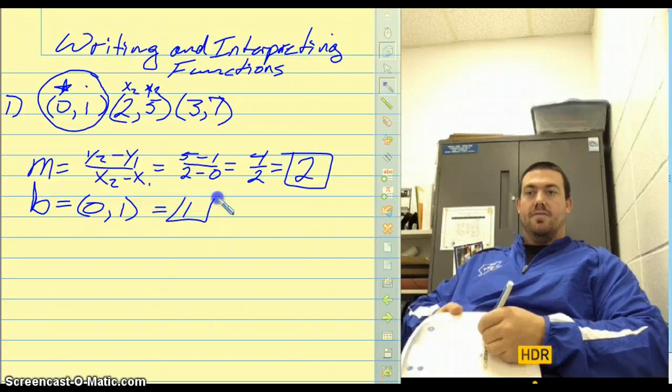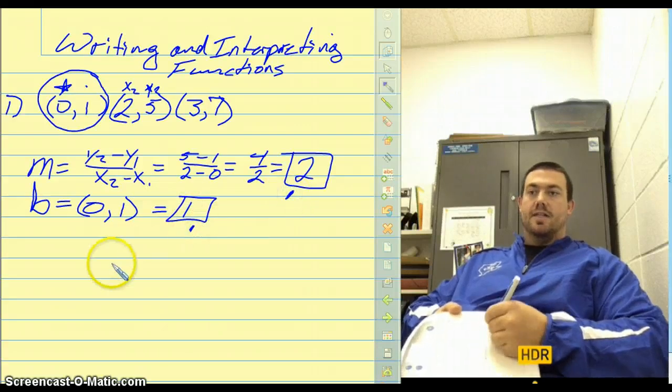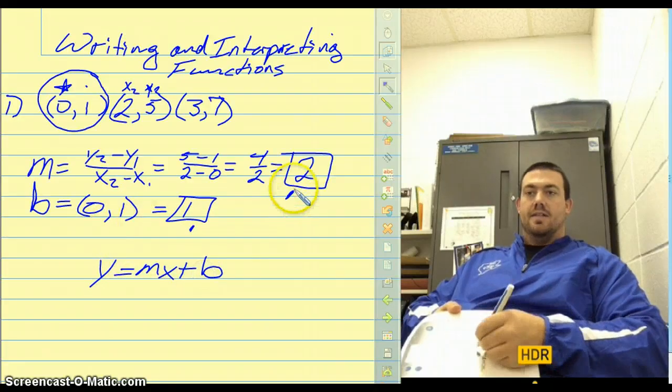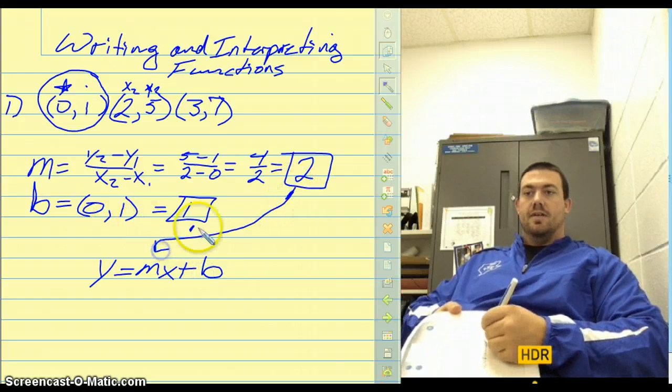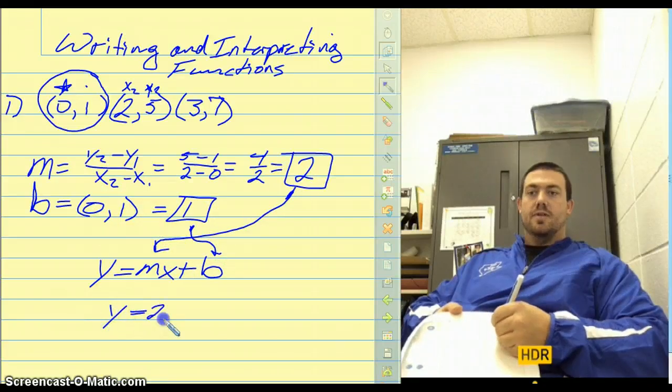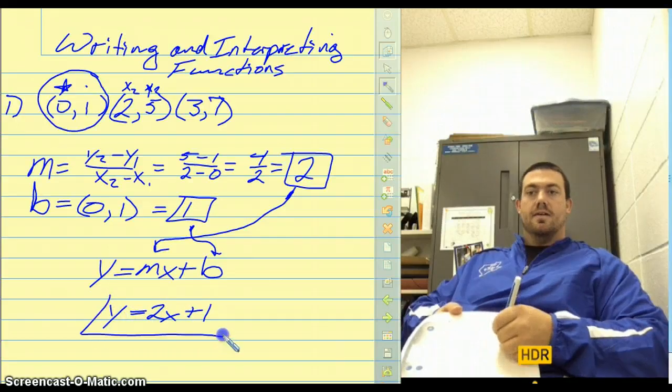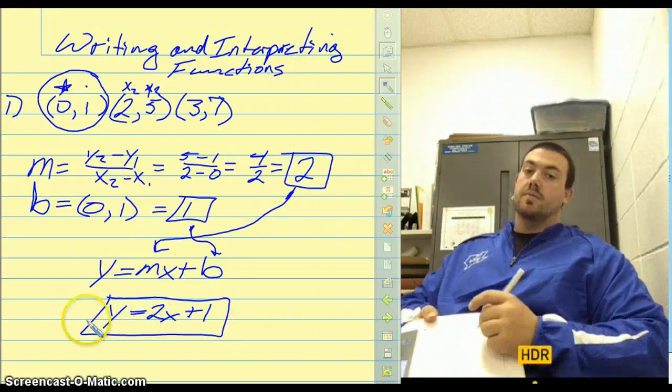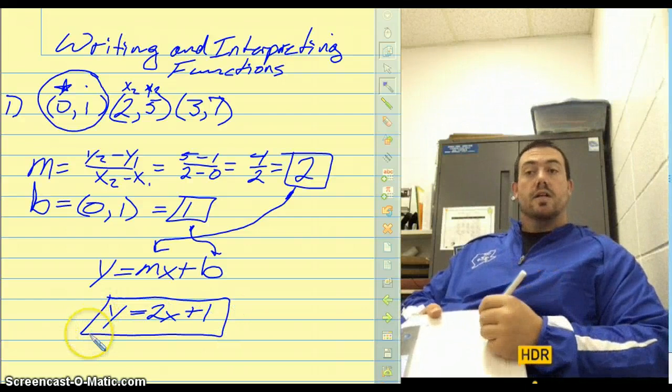Well, if I have the m and I have the b, all I need to do is write it out. Y equals mx plus b. The m is 2, the b is 1. This equation is y equals 2x plus 1. Okay? Now, it's not always going to be that easy, and it's not always going to look like ordered pairs.